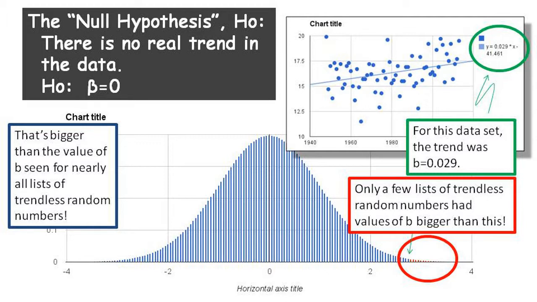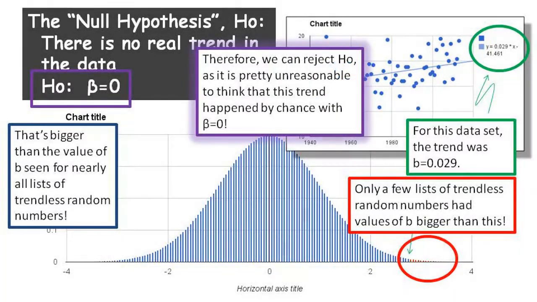random numbers. It looks like H0, the null hypothesis that the data don't really have a trend in them, is probably false, since our list of data had a value of b that was really improbable when compared to the distribution of trends seen in trendless lists of random numbers. If H0 is false, then HA has to be true. We reject the idea that the value of beta is zero, we reject H0, and we accept the alternative hypothesis that the data do show a trend.